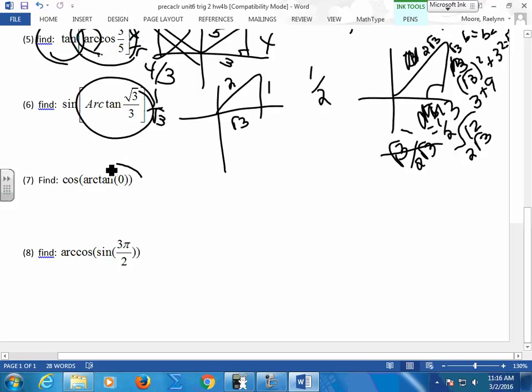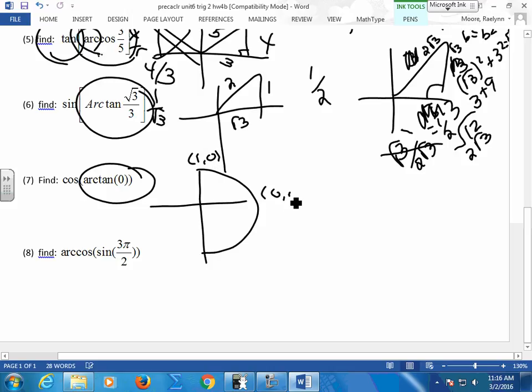So what quadrant is tan restricted to? 1 and 4. Now you notice that the tangent was 0, so it's probably one of these guys. Also, if it helps, visualize your tangent curve. Your tangent goes like this. Where does it cross through? Where is it 0? At the 0.